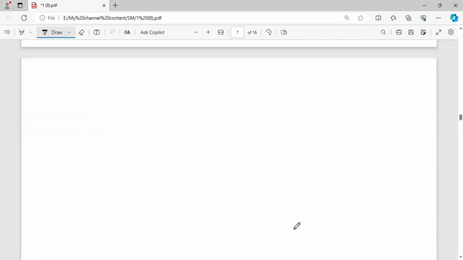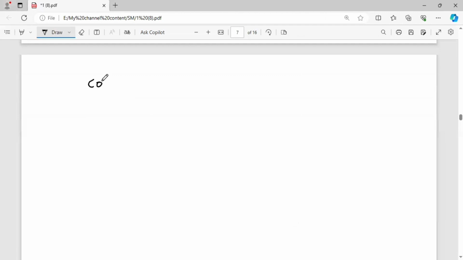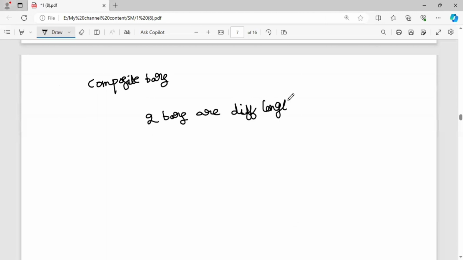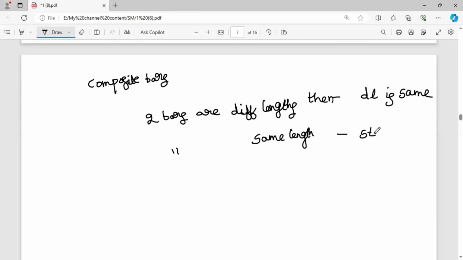And one important concept is thermal stresses in composite bars. The noted point is, if two bars are of different lengths, then deformation is the same. If two bars are of the same length, then strain is the same.